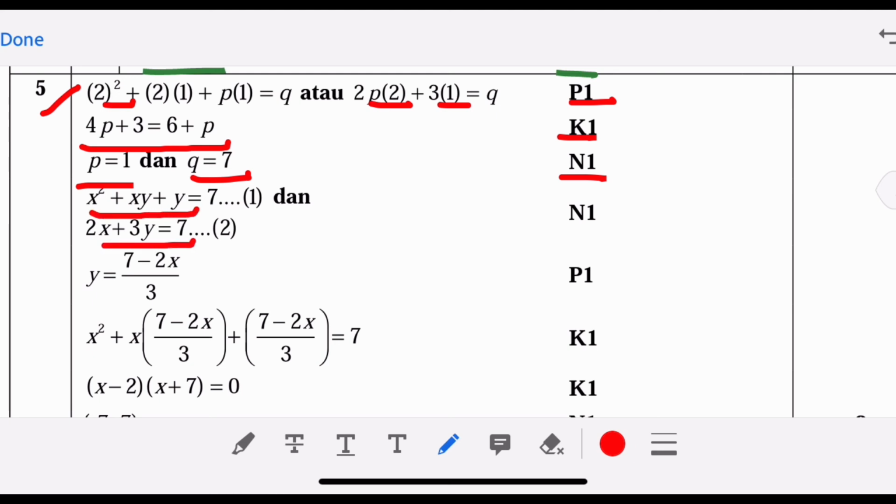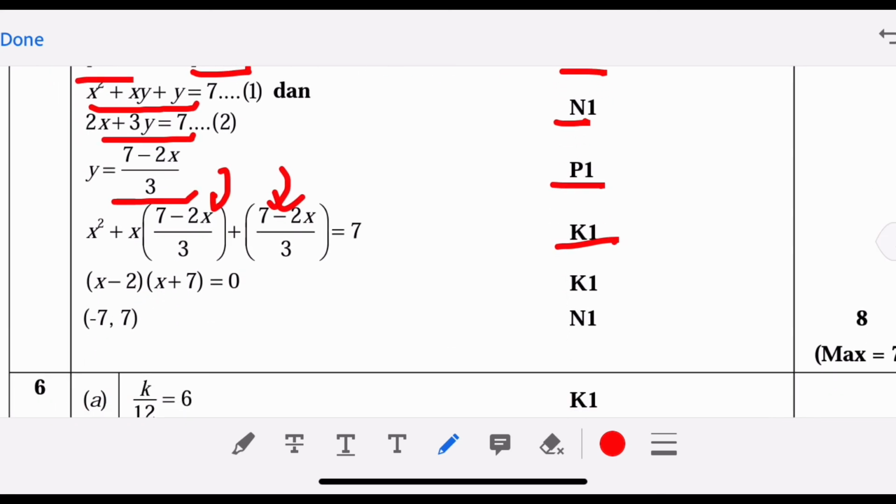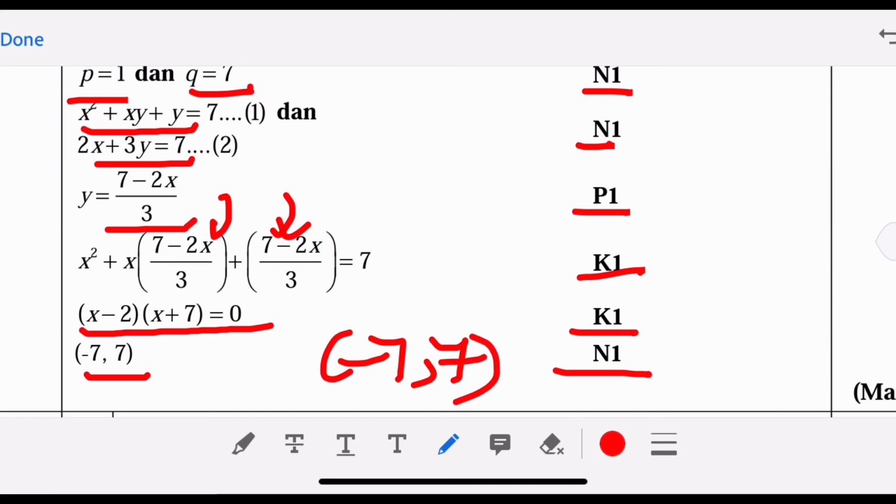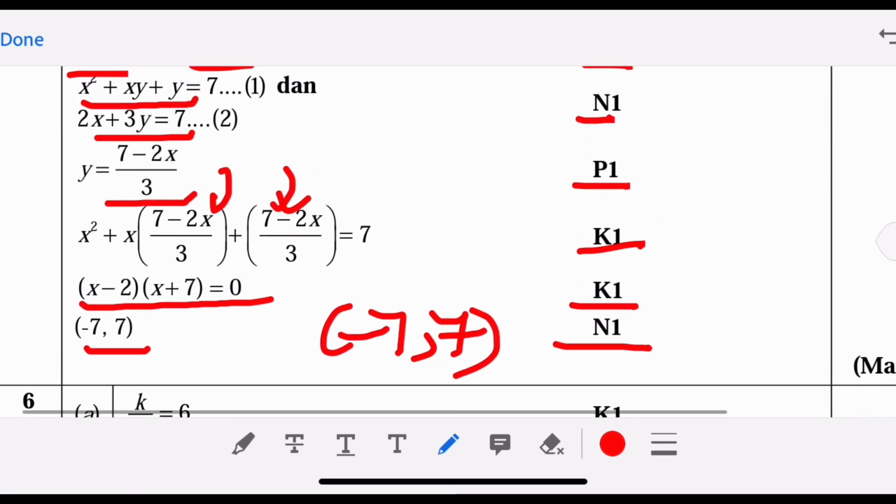And then you use P and Q. You write the two equations, and you express y in terms of x, and you substitute into the equation. You get K1. And then you simplify until you get the quadratic equation and factorize correctly, 1 mark. Finally, the other solution is -7 and 7. Right, that is the answer for question number 5.